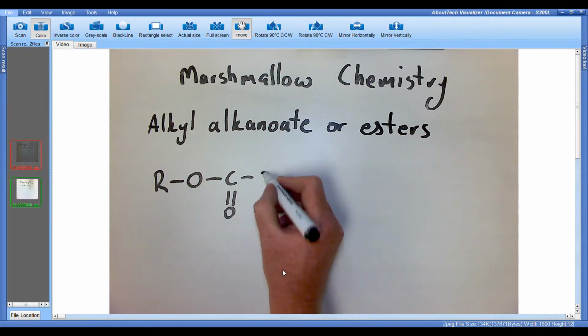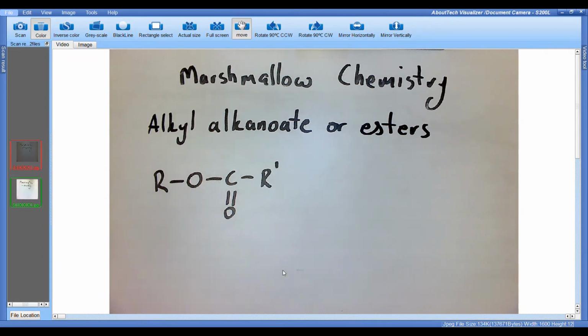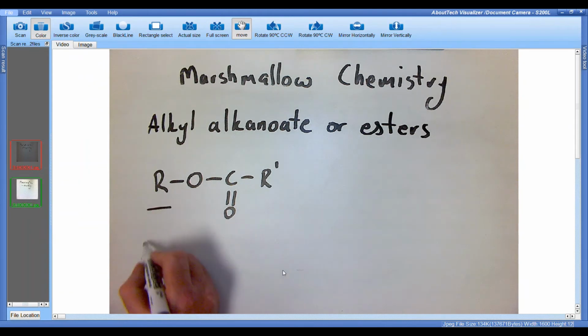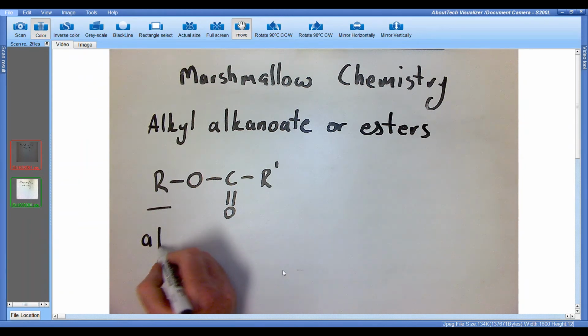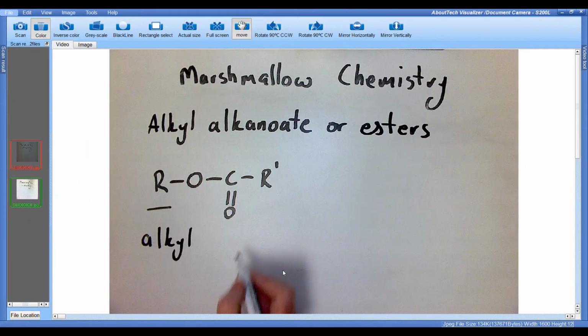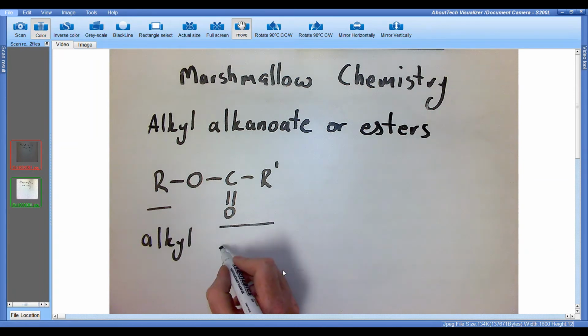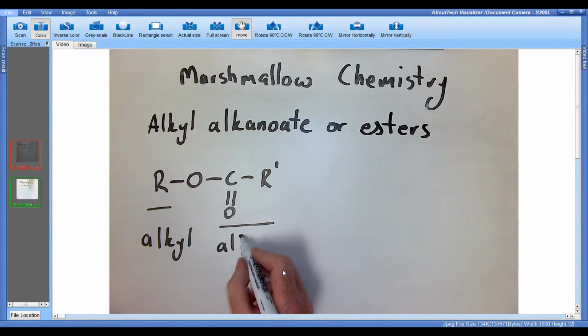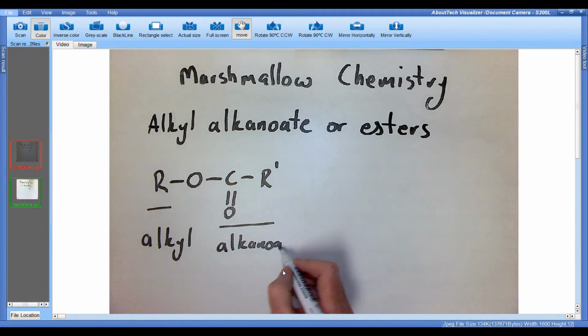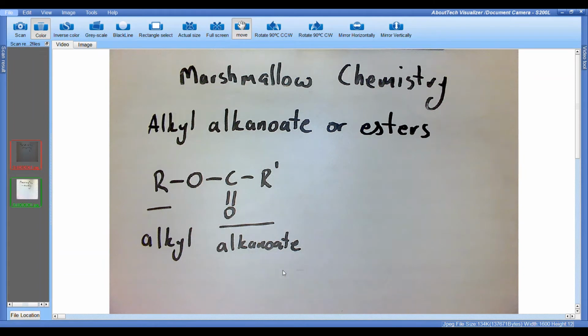So here we have the general formula, which is R, O, C with double bonded oxygen, R dash or R prime. That's again showing that's a different number of carbons. The first section, the R connected to a single oxygen, is the alkyl group, and the rest of the chain is our alkanoate part of the compound.